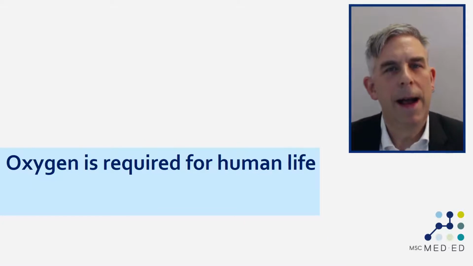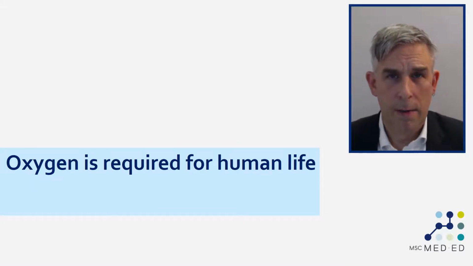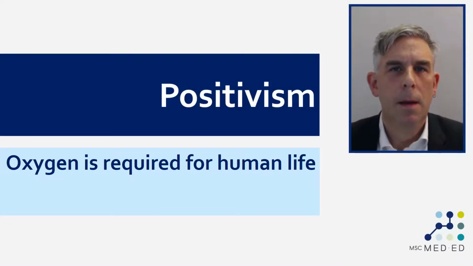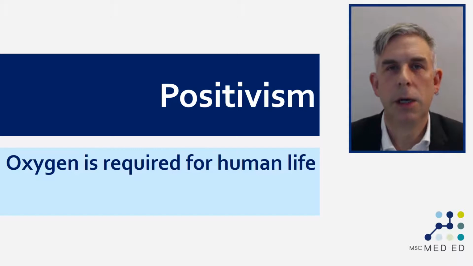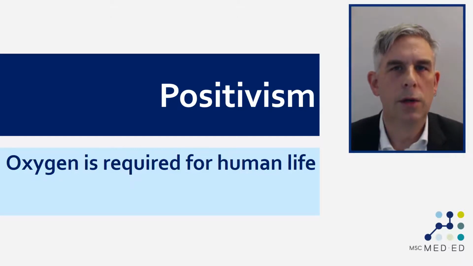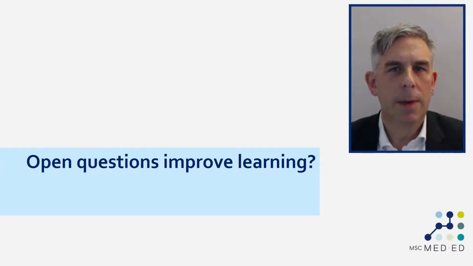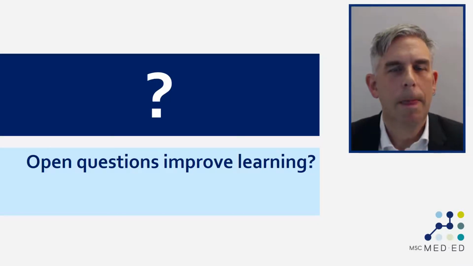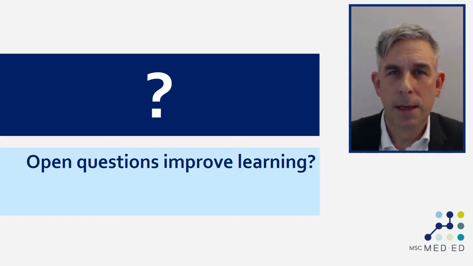If we go back to our fact about oxygen, oxygen is required for human life. That is a statement we would consider to be derived from a positivist philosophy, or a positivist position on epistemology. It's something that is verifiable, empirically true, and can be demonstrated repeatedly. If we take our statements of generalizable facts from education research, the one about open-ended questions improving learning, it's not really true to say that this is a positivist statement.